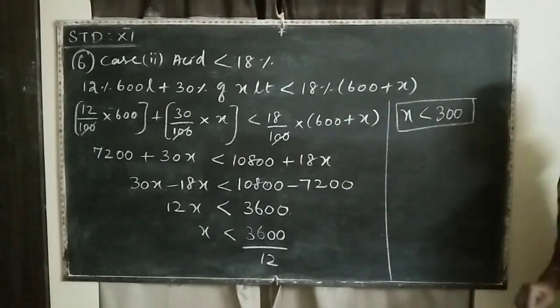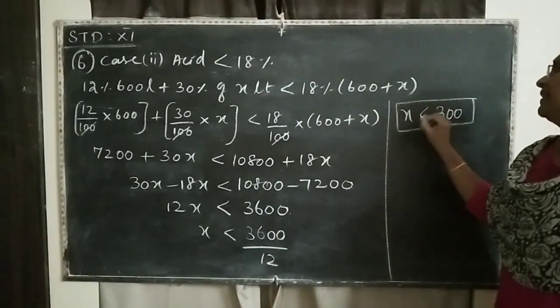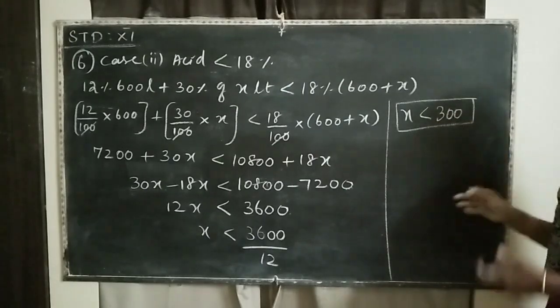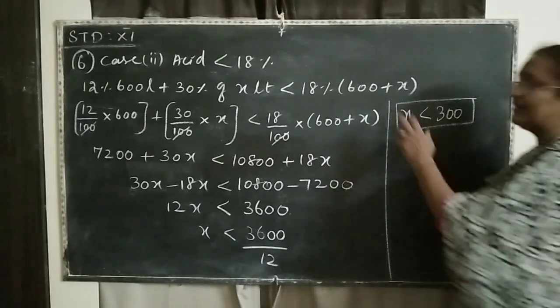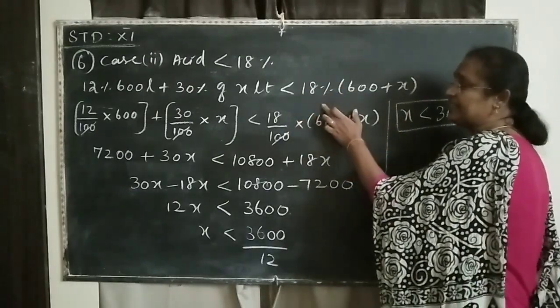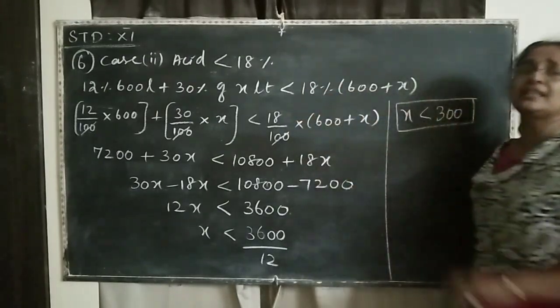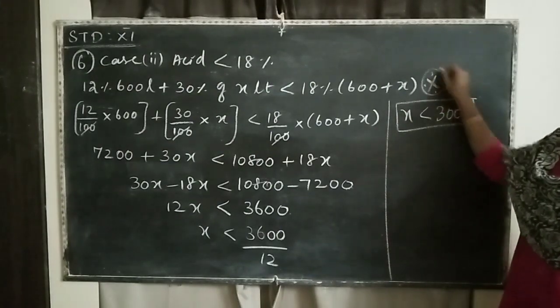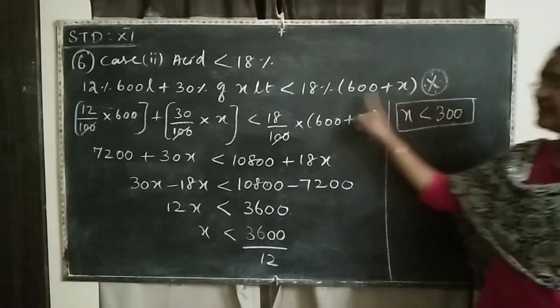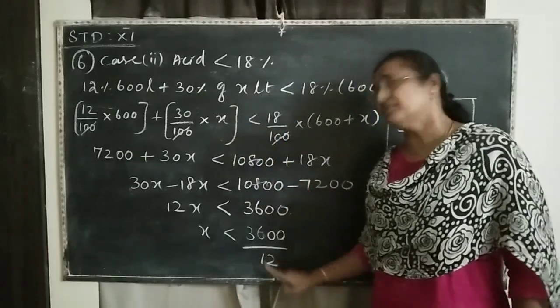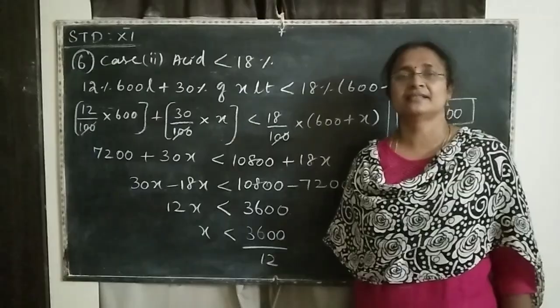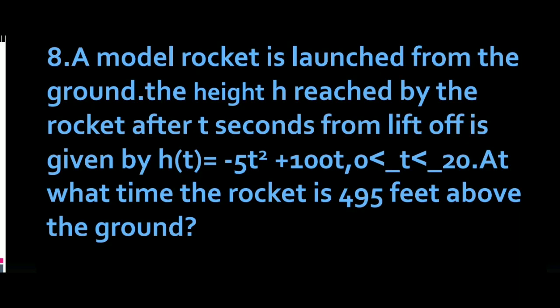Is it clear, students? Now look into this. If the number of liters is strictly less than 300, then the resulting solution will definitely contain less than 18% of the resulting mixture. So again, this is the important keyword. If you frame this correctly, then the solution of the problem is very simple to solve. Okay, students, let's discuss the 8th sum now.